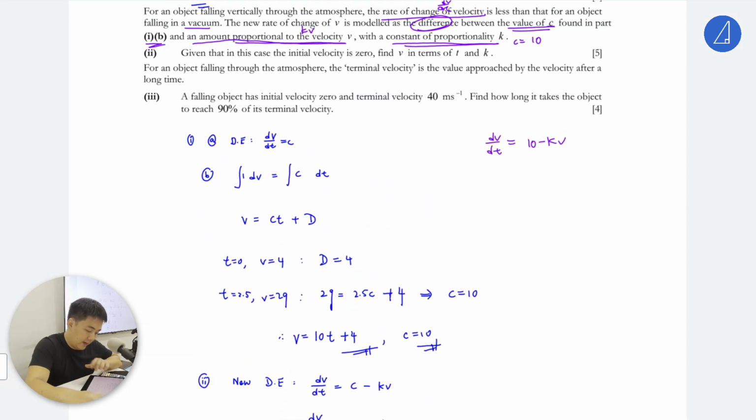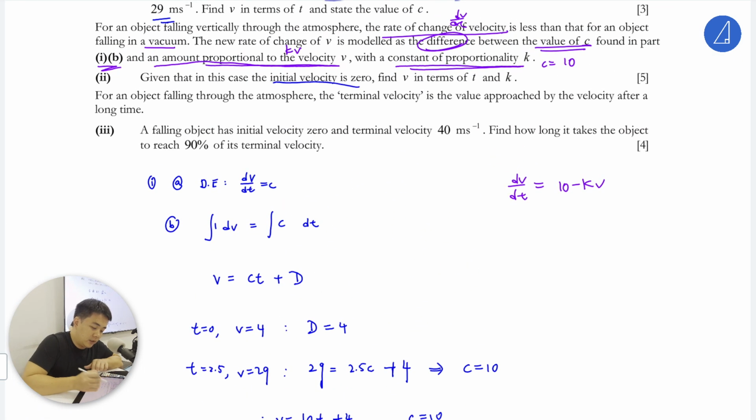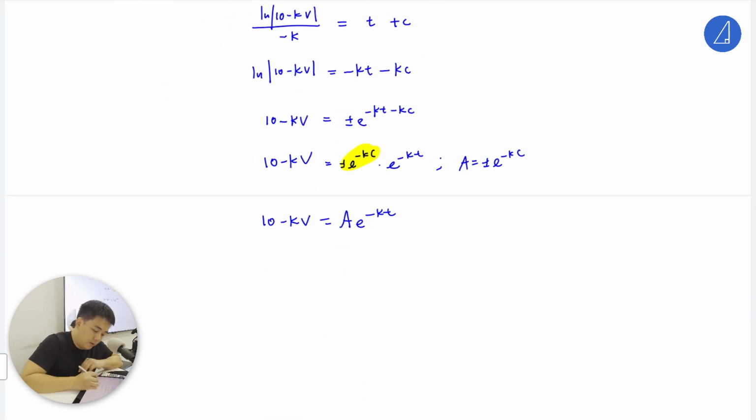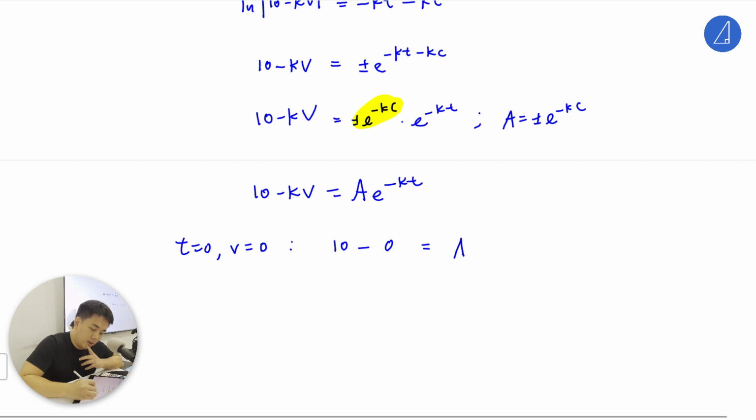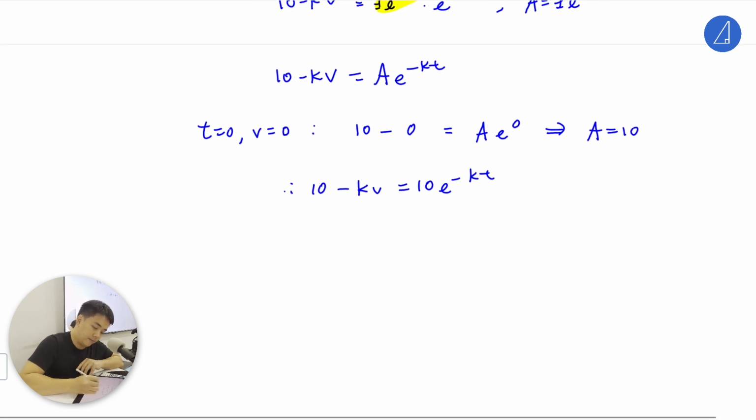We were told that the initial velocity is 0. So when t is 0, we know that v is 0. So it's 10 minus 0 equals a times e^0. So a is just 10. 10 minus kv equals 10 e^(-kt). Make v the subject.